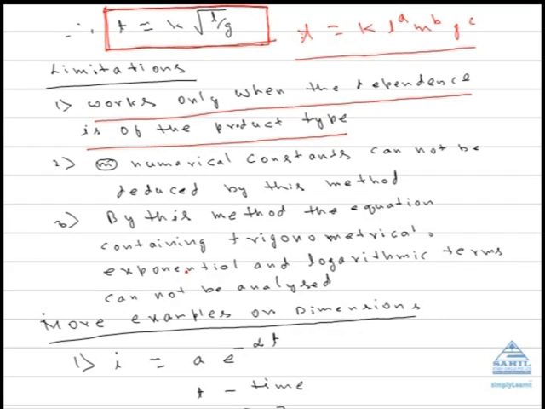Again, in this example, we are not able to calculate the value of k. Why? Because k is a dimensionless quantity. So, numerical constants cannot be deduced by this method.